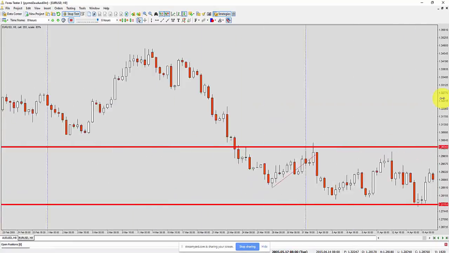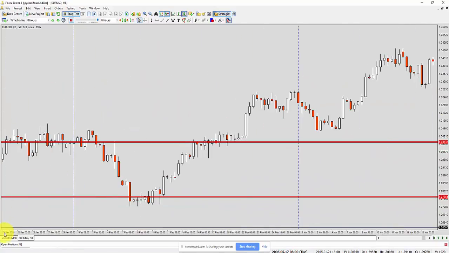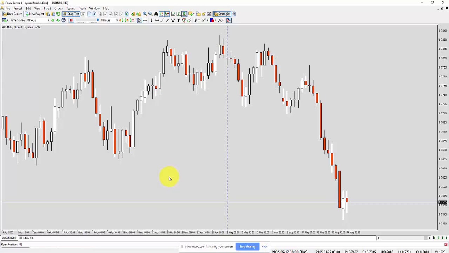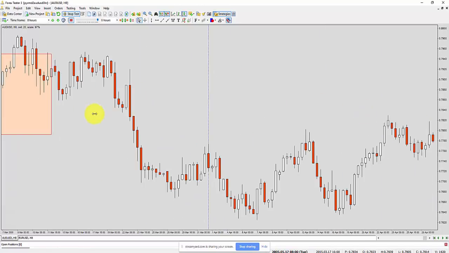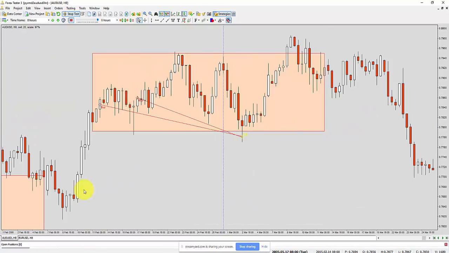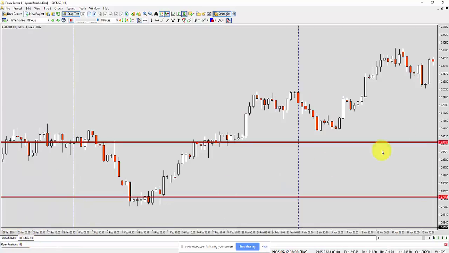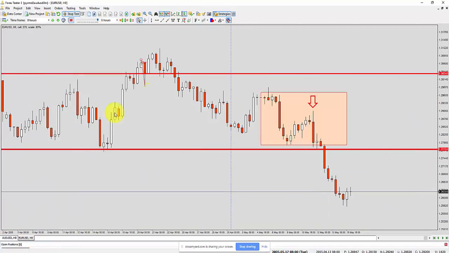What we're looking at here, we actually have two charts. We have the Aussie 8-hour chart, and this is the Euro. This is going back to May 2005 it looks like, in Forex Tester, my favorite simulator, how I test strategies and come up with ideas, and most of them are no good.